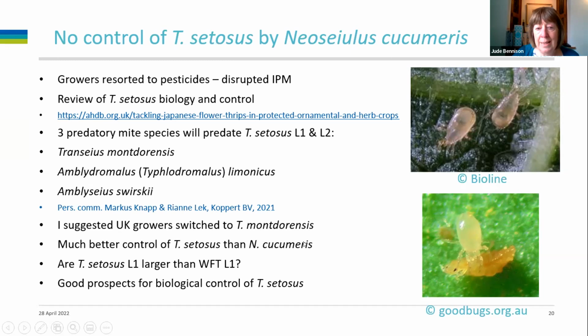So I suggested to our growers that they switch from Cocumurus to Montdorensis, and within quite a short space of time, they were getting much better control. So we have got better prospects for control of Cytosis now. We still don't know why Cocumurus might not be eating them. It could be because Cytosis larvae are bigger than those of western flower thrips. It would be quite interesting to do an experiment on that.